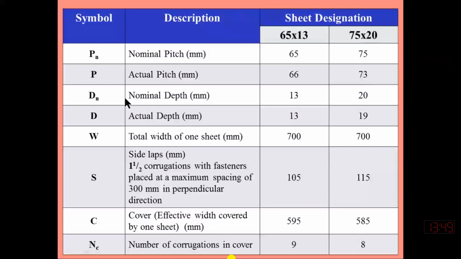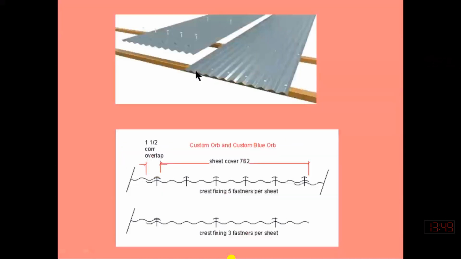Similarly, the width of this sheet. In the market, these sheets are rolled. So the width of all sheets available in the market is constant, which is 0.7 meter, or 700 millimeter. This means that in the market, this is the width. So the width of all the sheets is constant at 700 millimeter, but they may have different lengths.